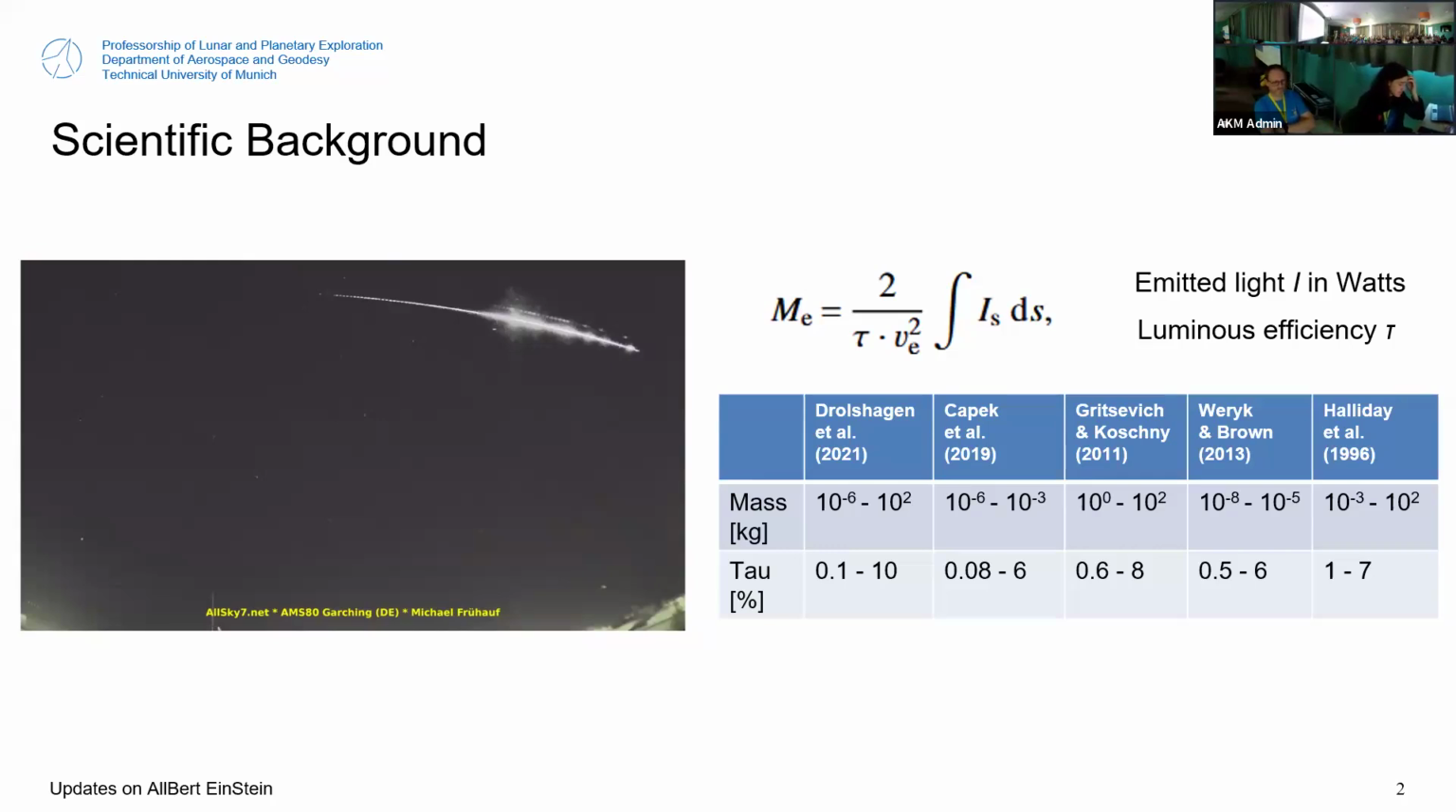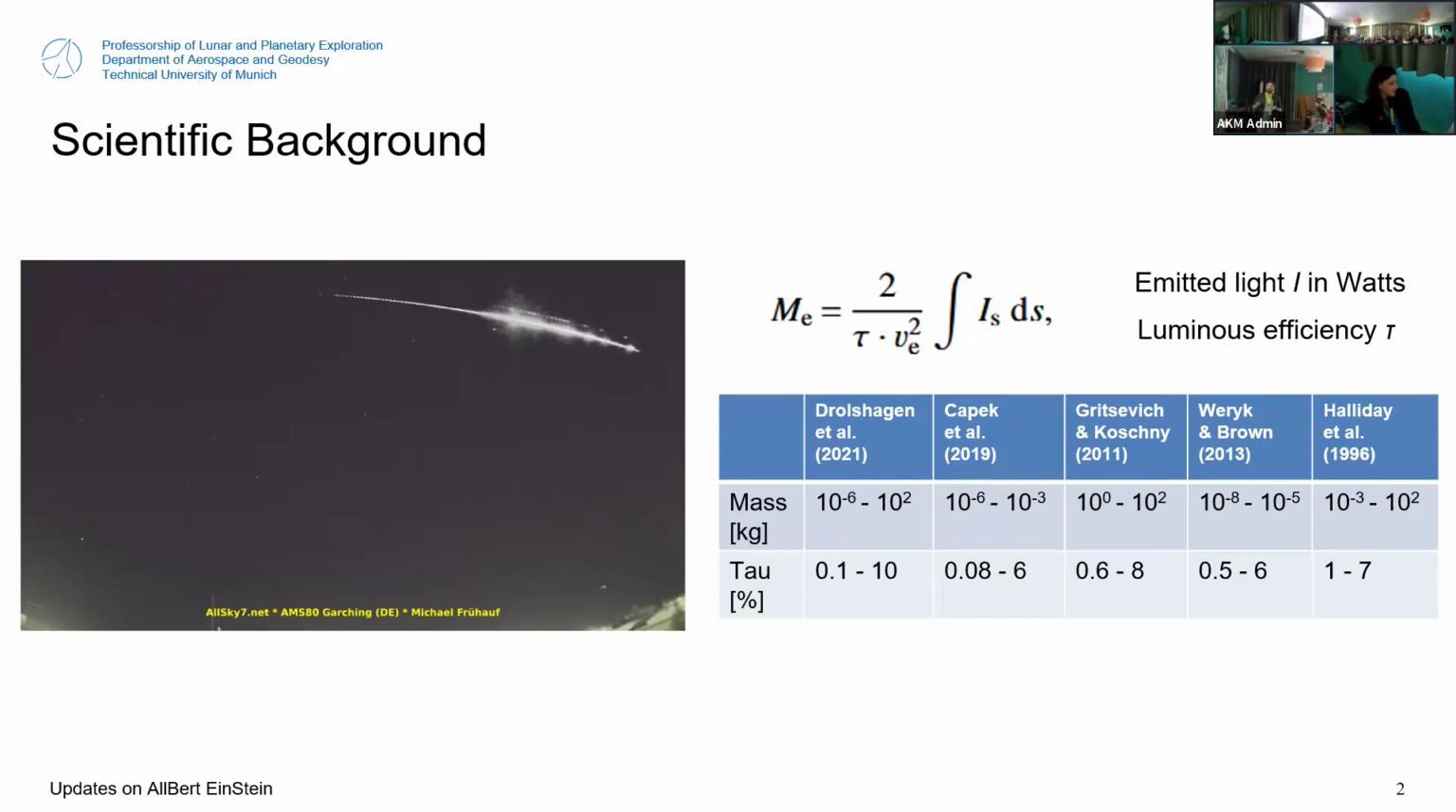The thing is, there is this tiny thing here, the luminous efficiency, which describes how much kinetic energy is converted to visible light. And the thing with the luminous efficiency is it's a difficult situation. Drosshagen et al. summarized it very nicely in their paper. They looked up different values from different authors, and as you see, sometimes we're starting here at 10 to 0, 10 to minus 8, but it's in the same range here. So it's just difficult. It would be great to get more knowledge about the luminous efficiency.